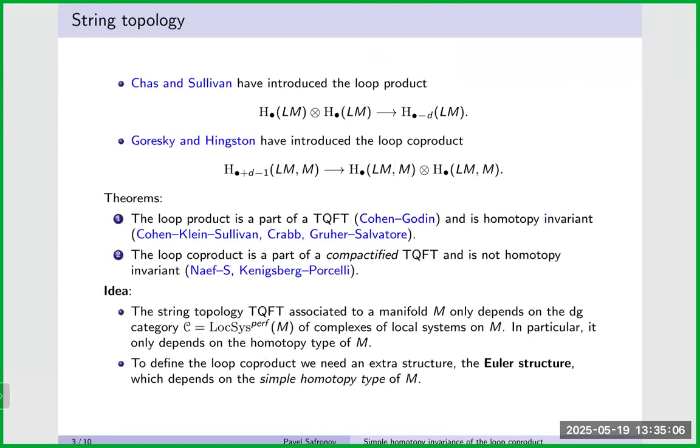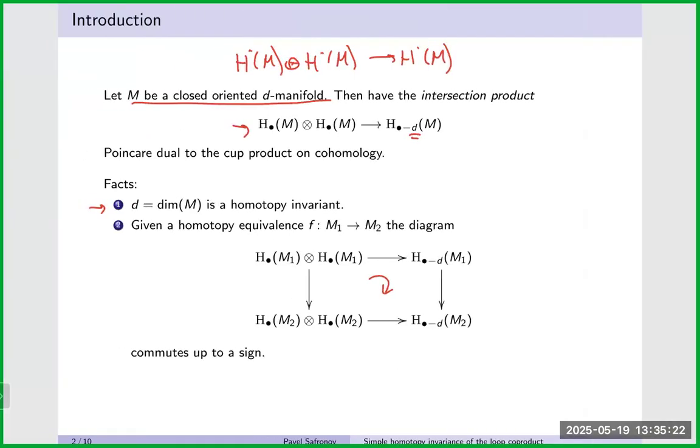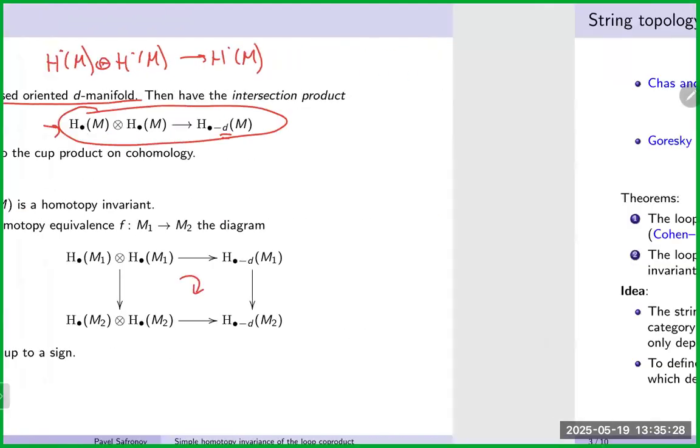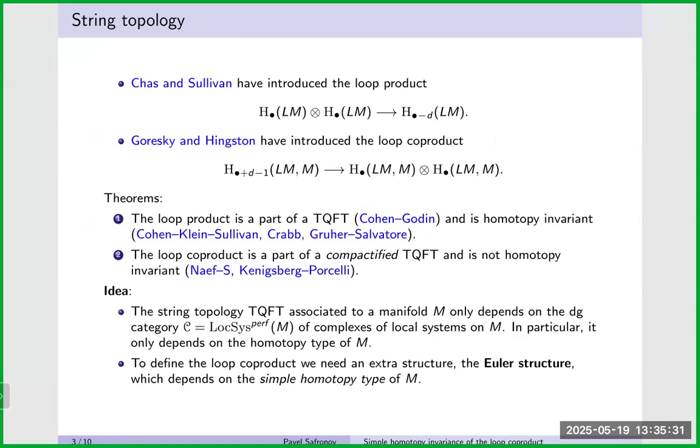Okay. So let me talk now about string topology. I will not say much about string topology. It's a big topic. Namely, the idea is that you want to enhance this intersection product, which was on homology of the manifold. You want to lift this to a kind of intersection product on homology of the loop space, where LM is the space of loops in the manifold.